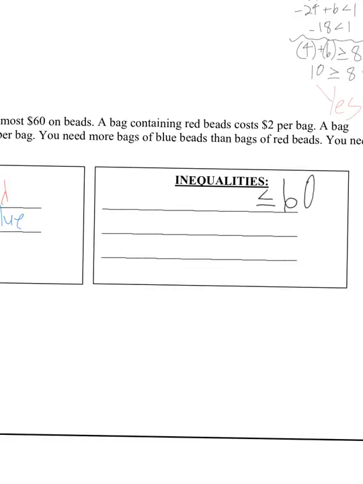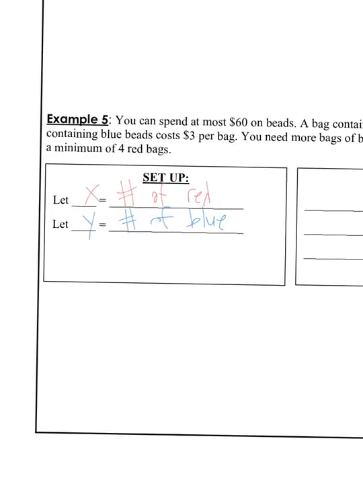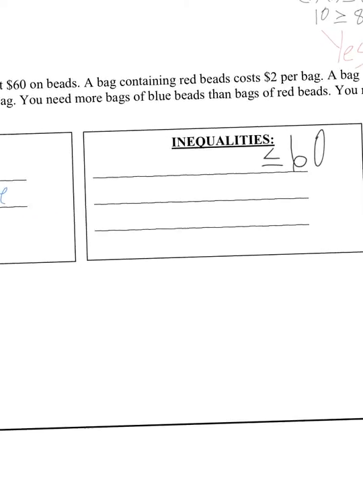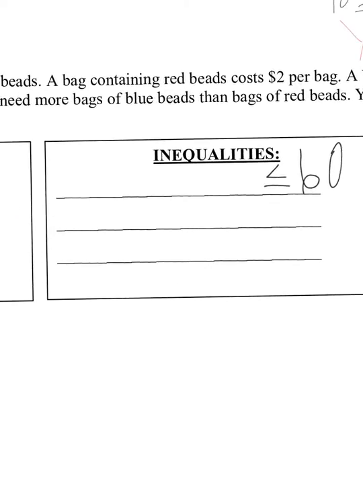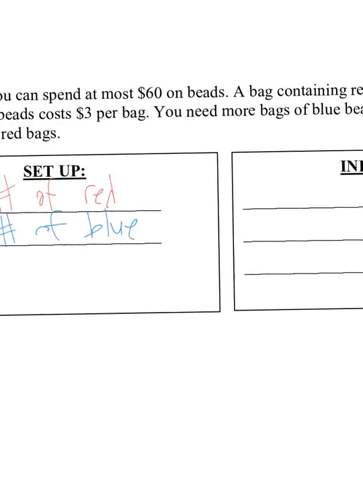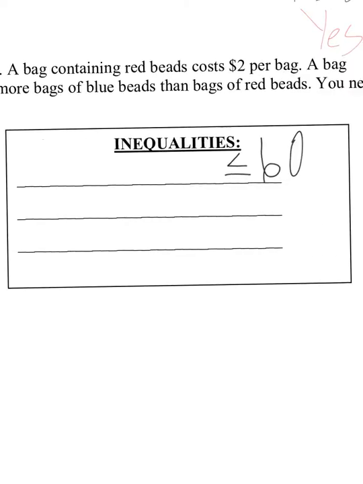It says you need more bags of blue beads than bags of red beads. You need a minimum of 4 red bags. All right, minimum of 4 red bags means, let's see, red bags was x, wasn't it? So x is going to be greater than or equal to 4, because I can have 4 bags at minimum, so 4 can be greater than or equal to 4. But I could also have 5, 6, 7, 8, 9, 10 bags, whatever. So there's that first one.